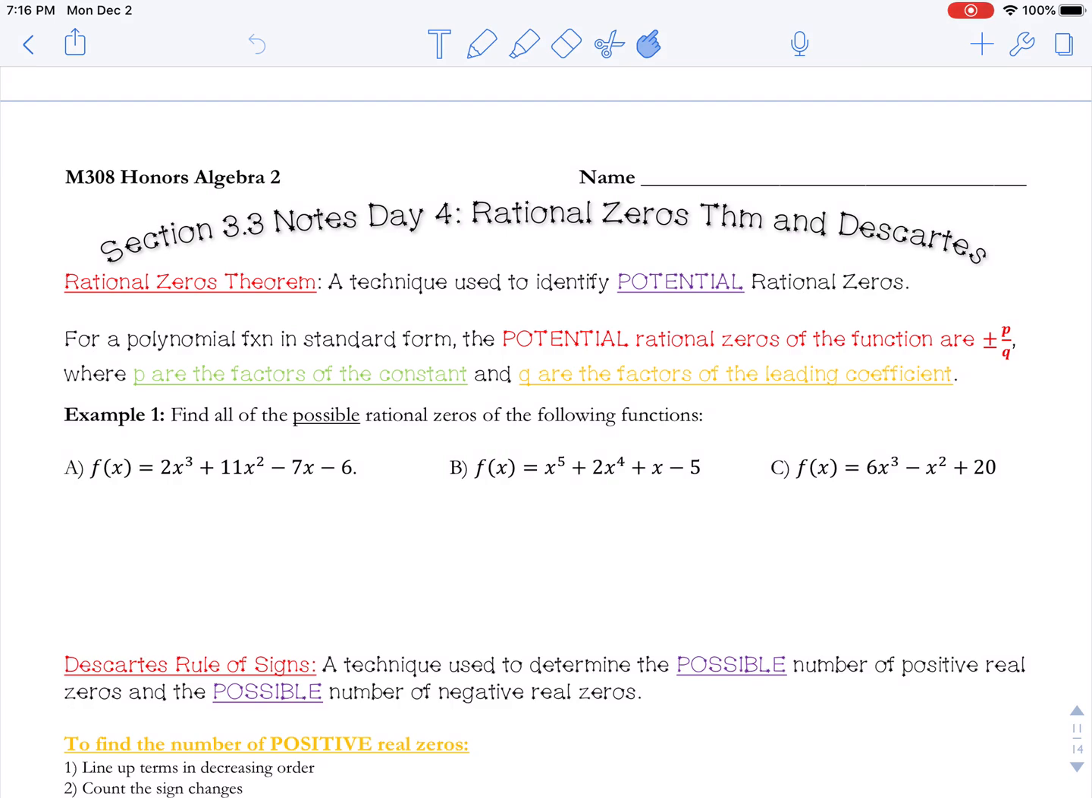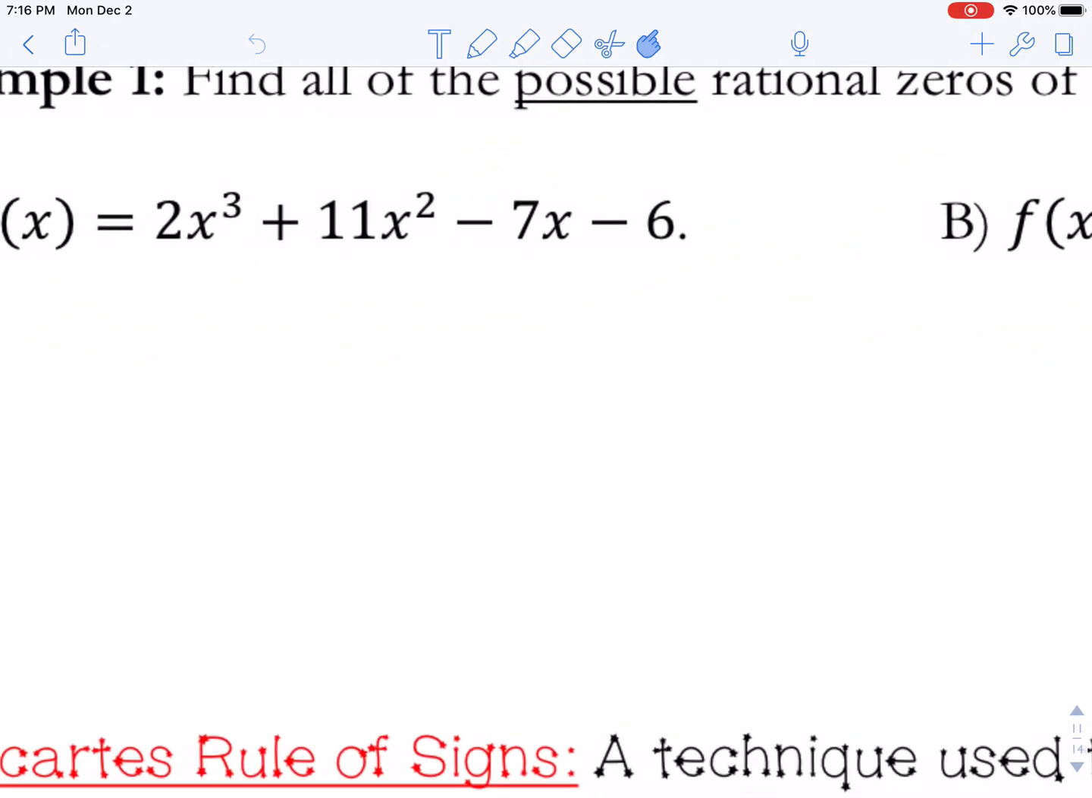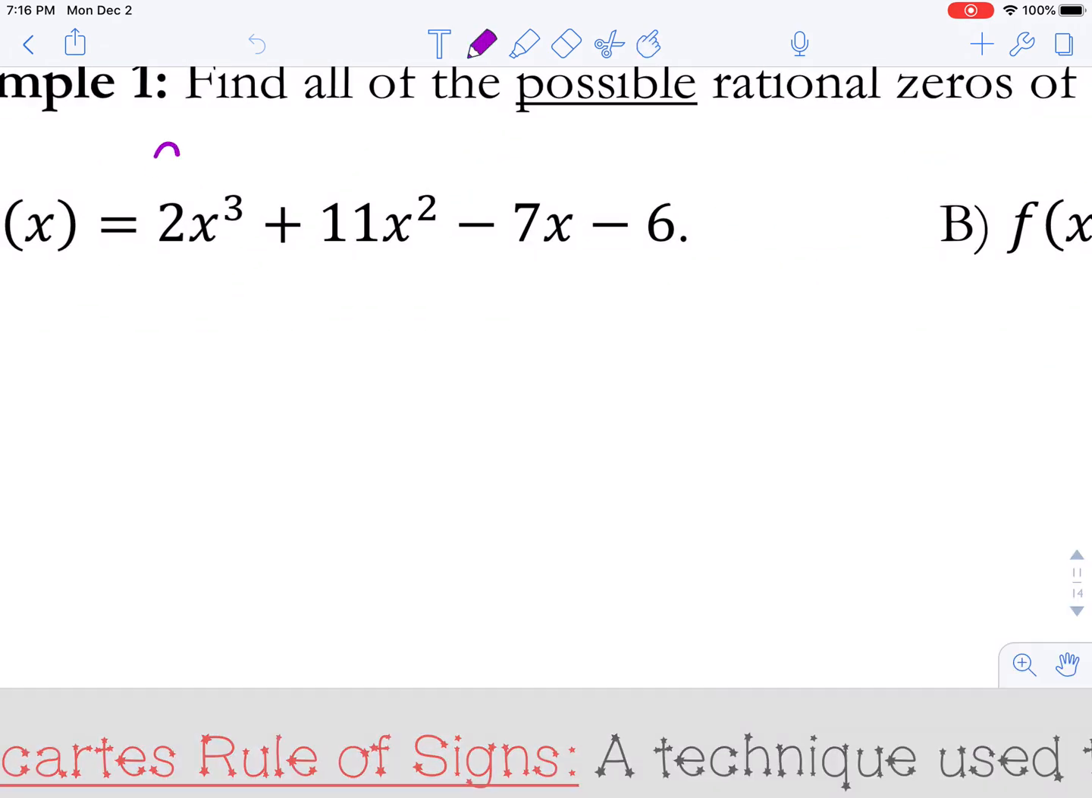This says for a polynomial function in standard form, the potential rational zeros of the function are plus or minus p over q, where p are the factors of the constant and q are the factors of the leading coefficient. Now, this probably doesn't make sense right now, but we're going to do a couple examples, so it should make sense. So if we look at function a, our q are going to be the factors of 2. Our p are going to be the factors of 6. So we're going to do plus or minus p over q.